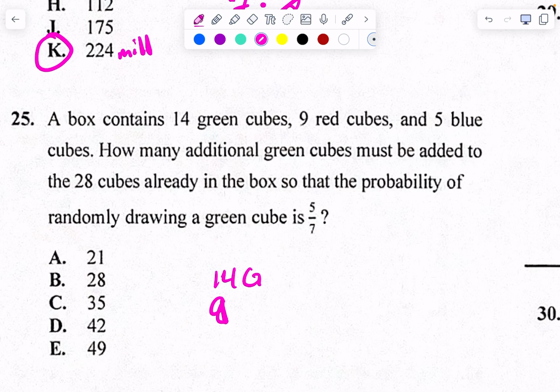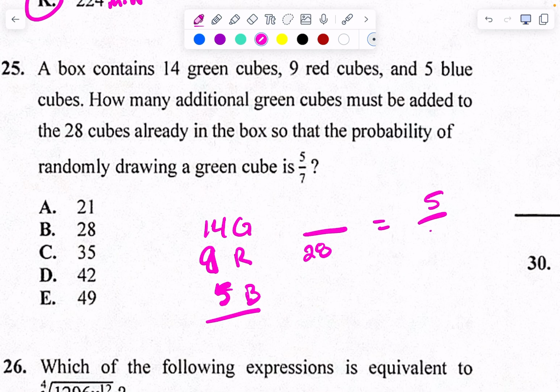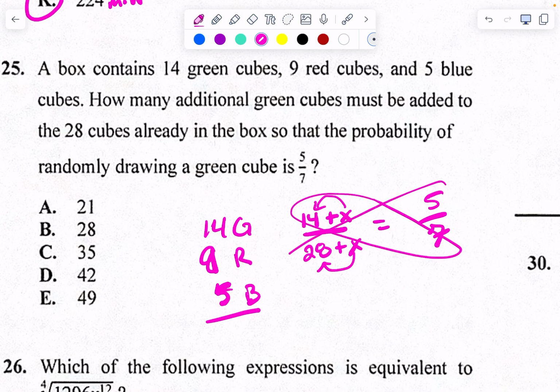A box contains 14 green, 9 red, 5 blue. How many additional cubes must be added to the 28 cubes already so that the probability of randomly drawing a green cube is 5/7? 14, 9, and 5 is 28. I want that to be equal to 5/7, and I want it to be green. How many green are there? 14. I'm going to add x to that and add x to that, right? Adding x to the top number for green is just going to add that same number to the total. Then I can cross multiply and divide, right?